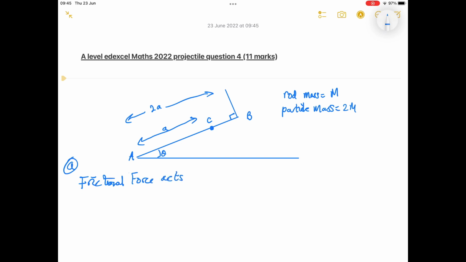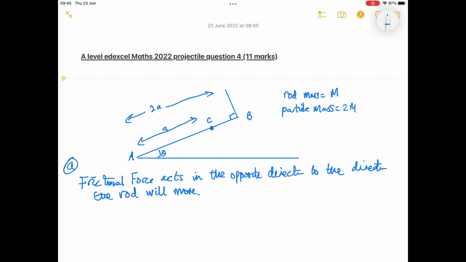So we're going to look at the first part, which is which direction the frictional force acts. If you think about it, you've got this force that's holding the rod, and the horizontal force of that string is actually towards the left. So to counteract that, you've got to have the frictional force in the opposite direction to stop it from moving, which will be towards the right. Okay, so just note that down.